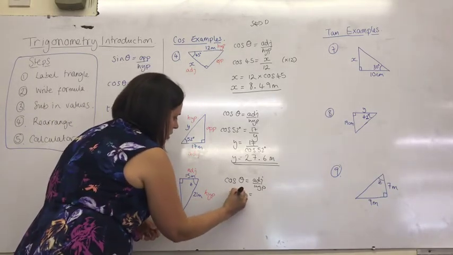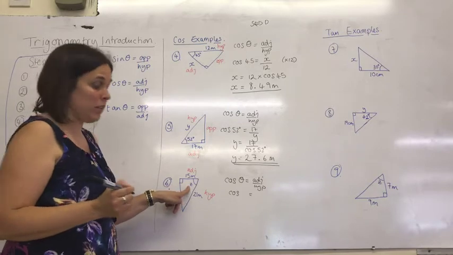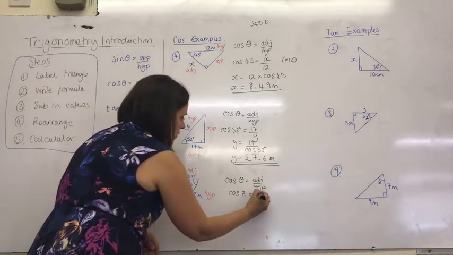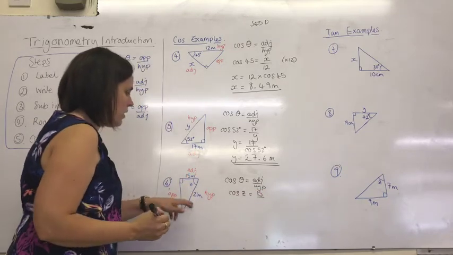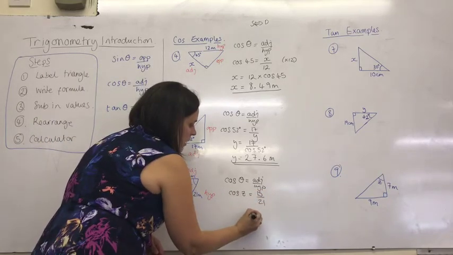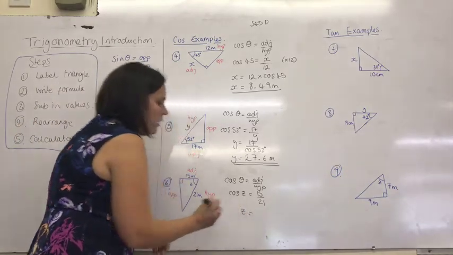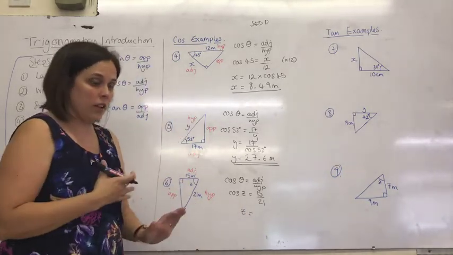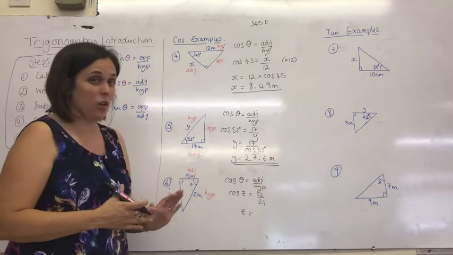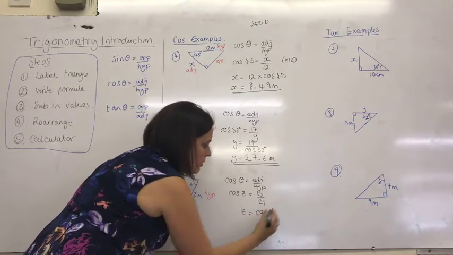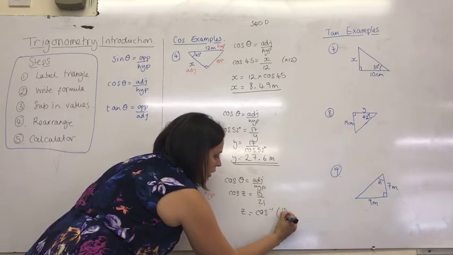Fill in the information. Cos, now it's the angle we don't know this time, so that's z, is equal to adjacent, which is 15, over hypotenuse, which is 21. Now, if you remember from the sine examples, all we do is we do the inverse of, in this case, cos. So z equals, and we write cos with a little minus 1, and we keep the 15 over 21 there.